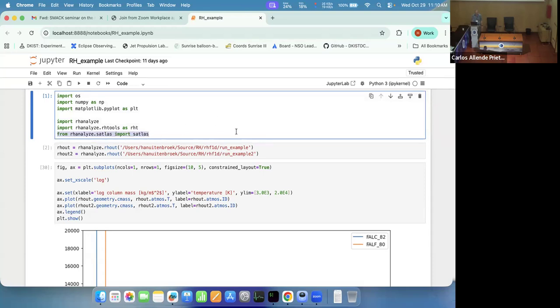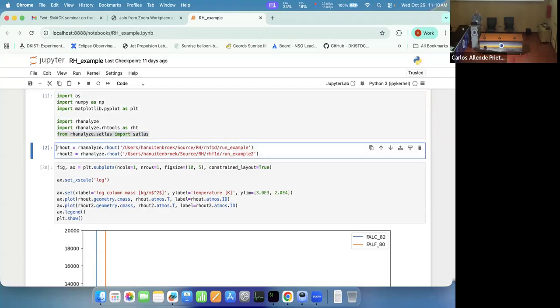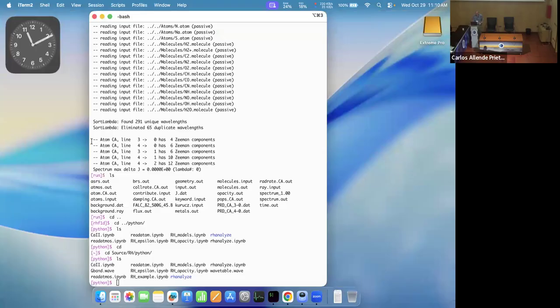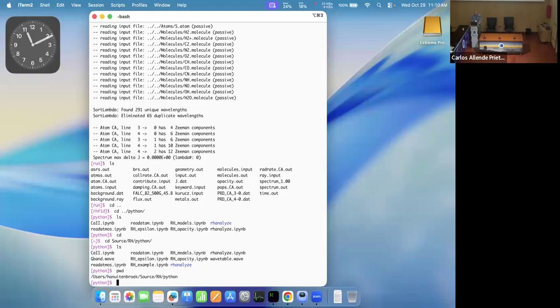So now I have two directories that I already created with, how are we doing in time? So I can, let me just show you how to do that, for instance. No.